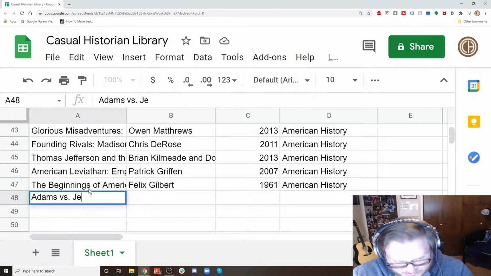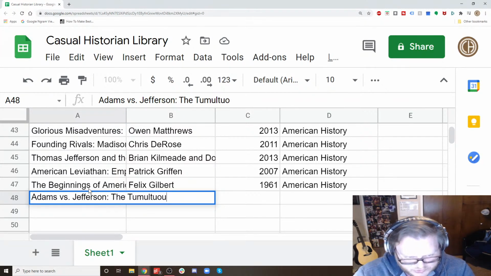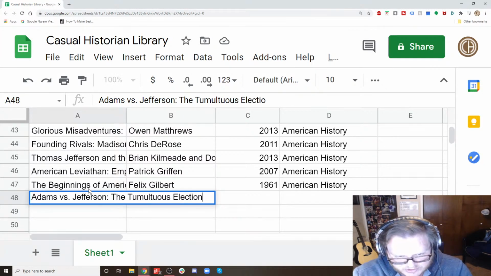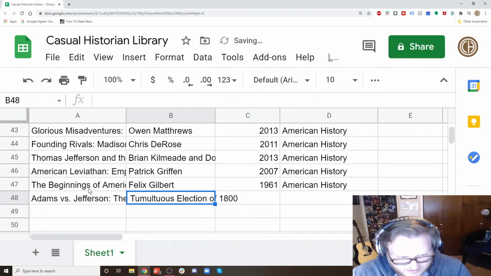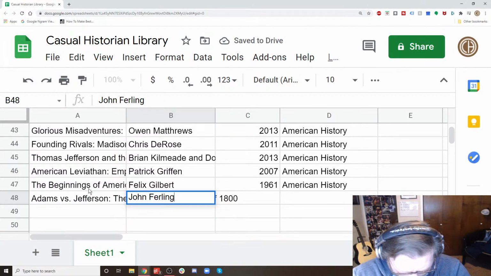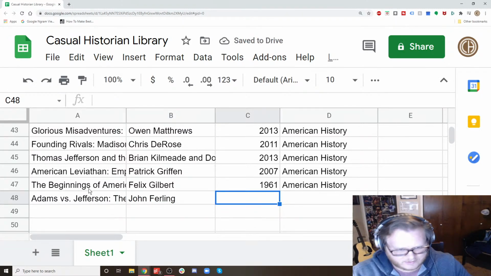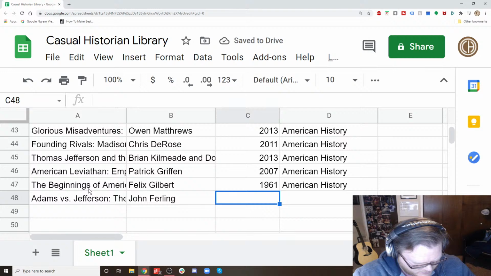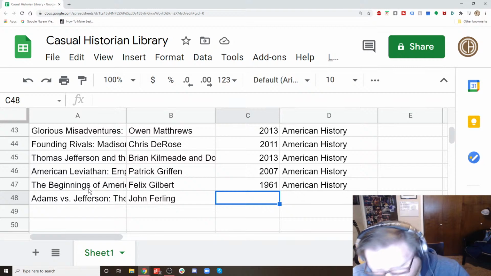Adams versus Jefferson: The Tumultuous Election of 1800, by John Ferling. This is another 2000s book, I remember. 2004, yeah.